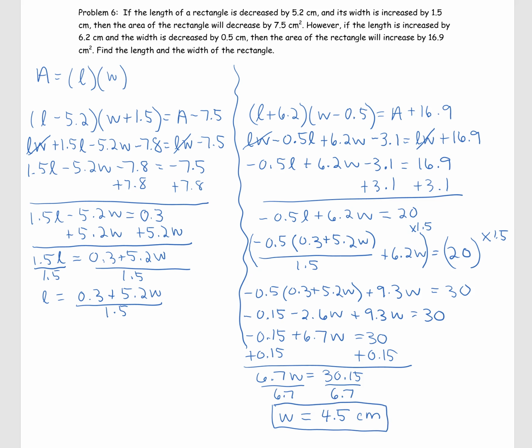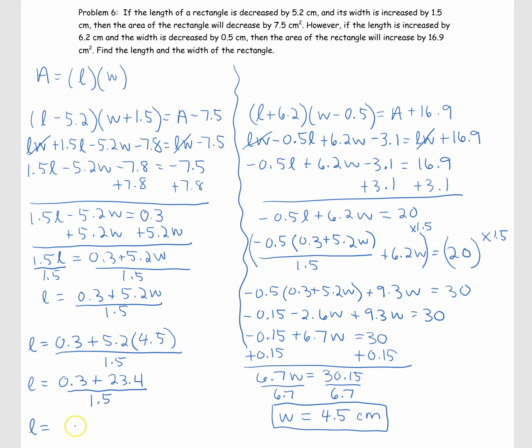And the last step is to just plug in this value for W into this equation here that we have for L. And doing that gives me L equals 0.3 plus 5.2 times 4.5 over 1.5, which is equal to 0.3 plus 5.2 times 4.5 is 23.4. So all over 1.5.